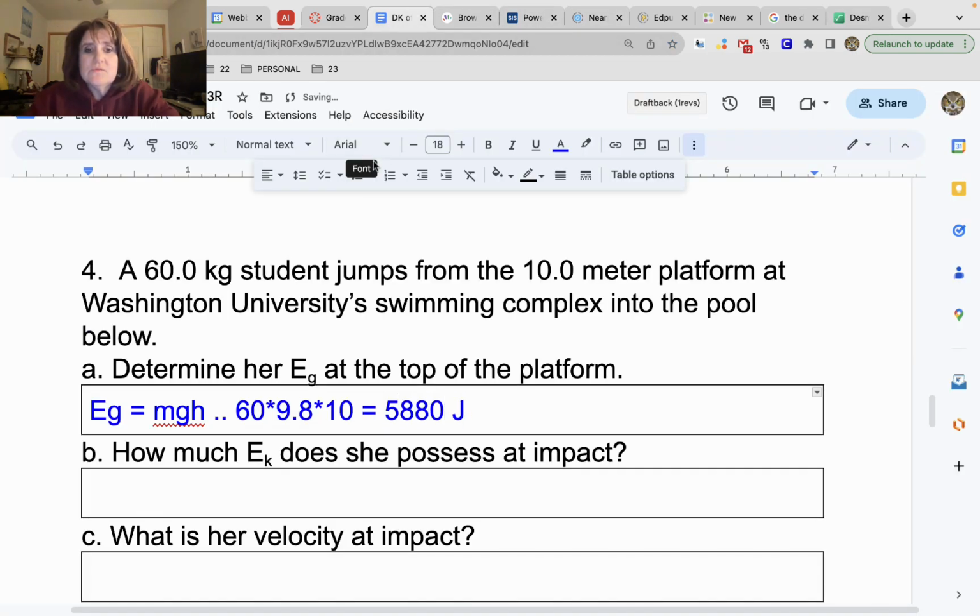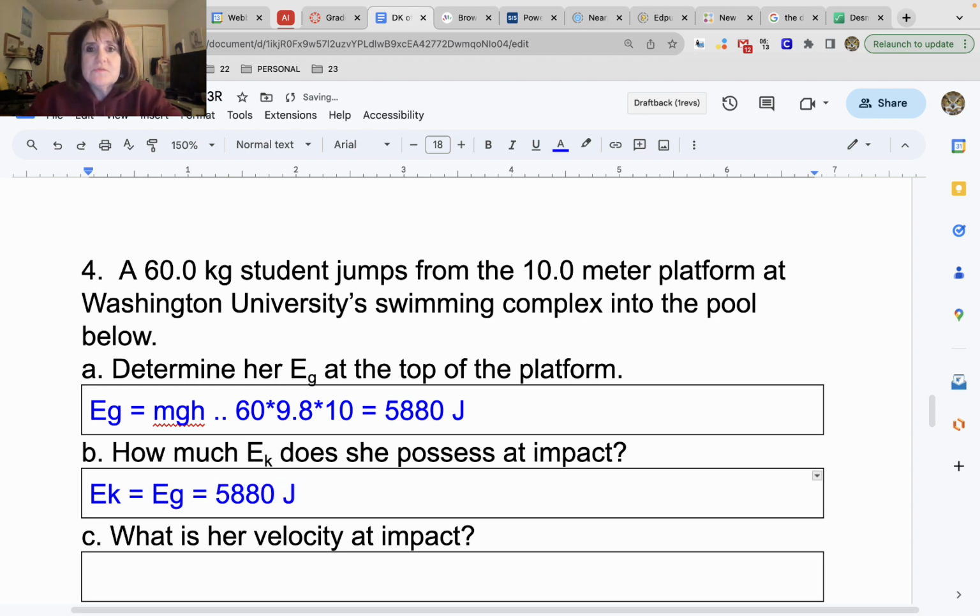5,880 joules. That's her EG at the top. Part B says, how much EK does she possess at impact? That's impact with the water. So her EK is equal to her EG, which is 5,880 joules.